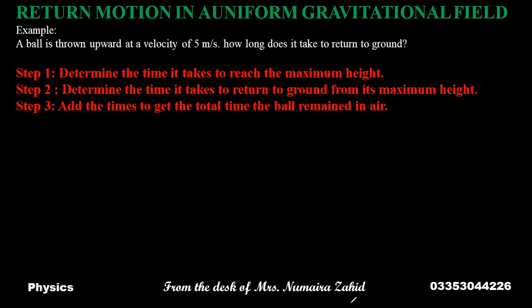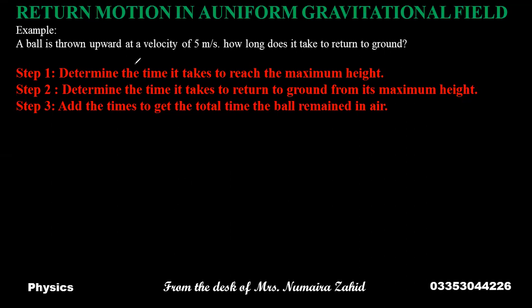Okay, here in this part, we are going to find out the application of SUVAT equations in solving situations involving return motion in a uniform gravitational field. So here we can take an example: if a ball is thrown upward at a velocity of 5 meters per second, how long does it take to return to ground?